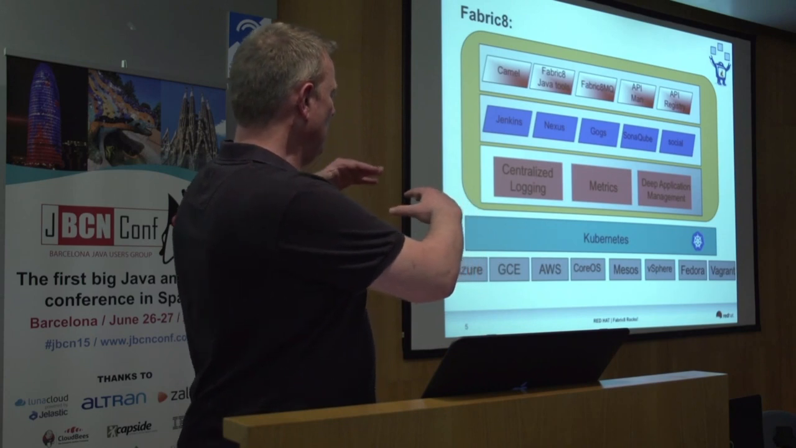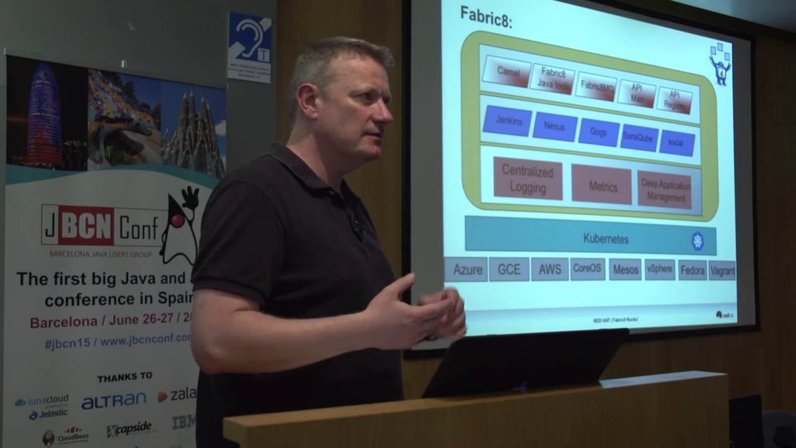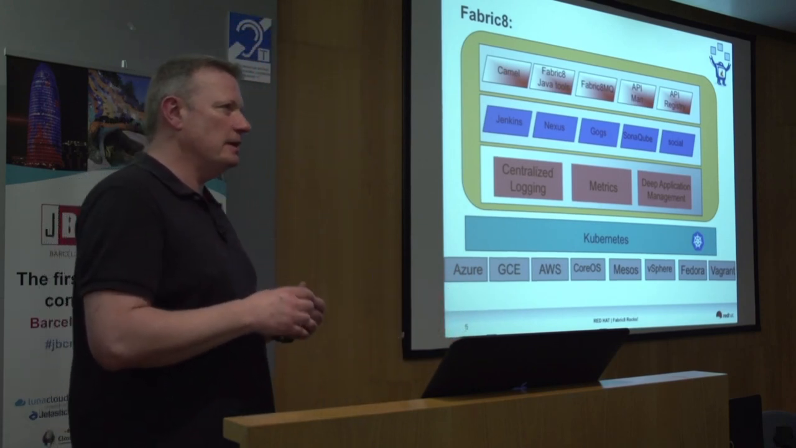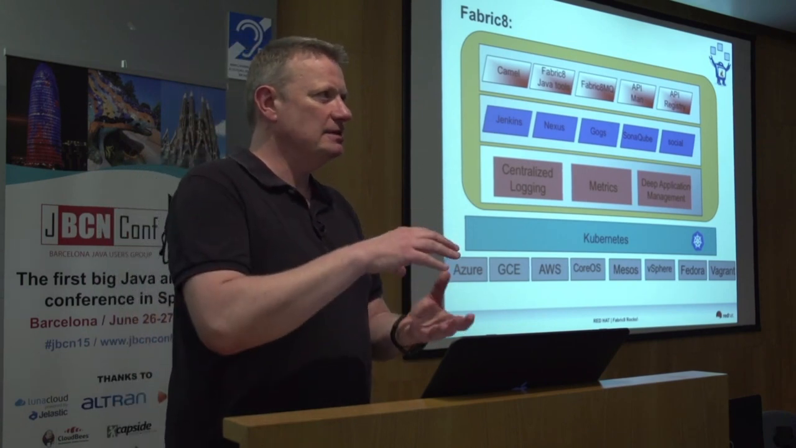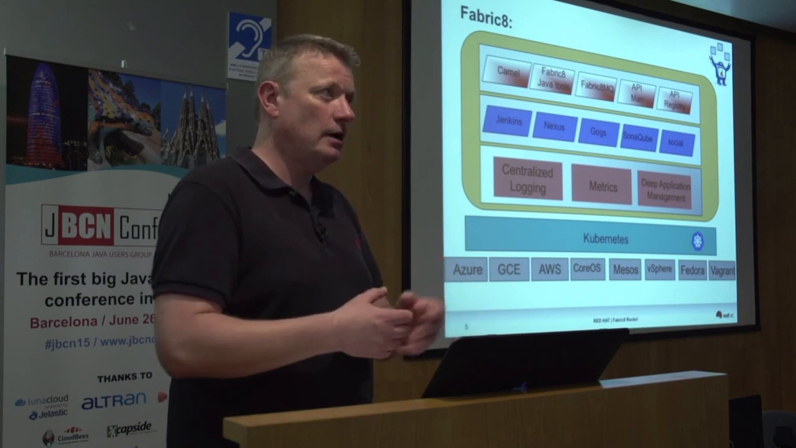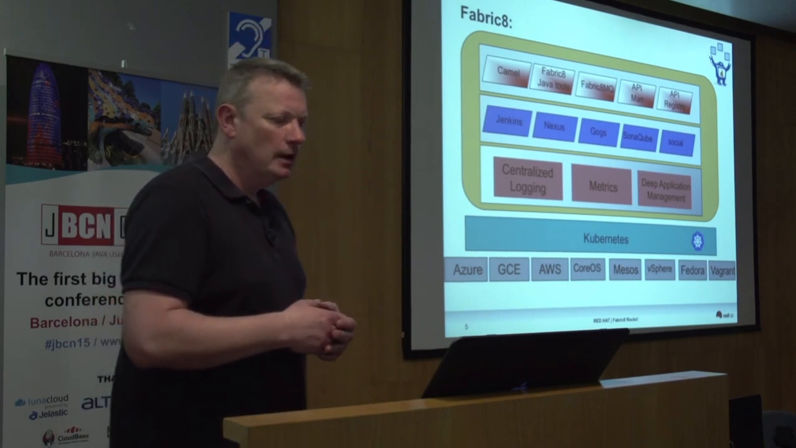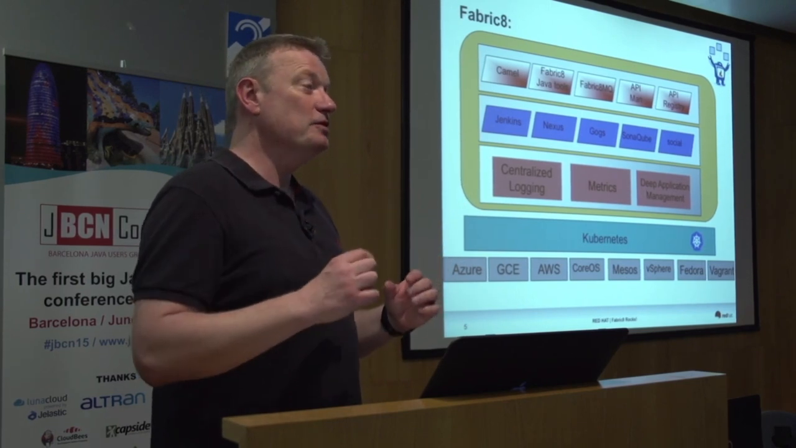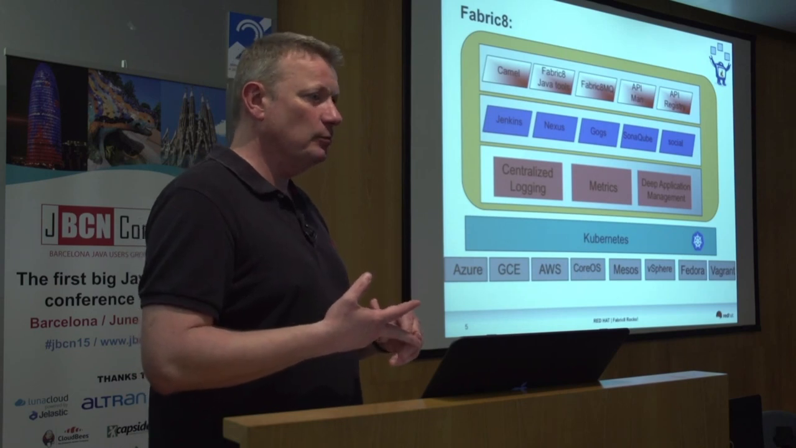But at the bottom, we have the management aspects that we lay on top of Kubernetes for centralized logging, for metrics, and for deep application management. So we can actually point to an application and then go and look and see what's inside it. If it's Java and it's running JMX, we can expose that. And I'll show you some of that in a demonstration at the end of this talk. The next layer above that is really important. In fact, it's probably the most important bit of Fabric8 right now, and that's the continuous delivery component of it.